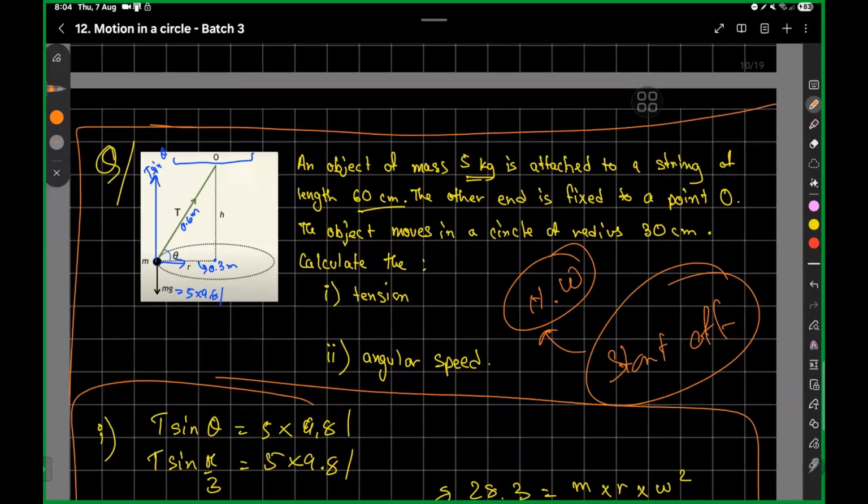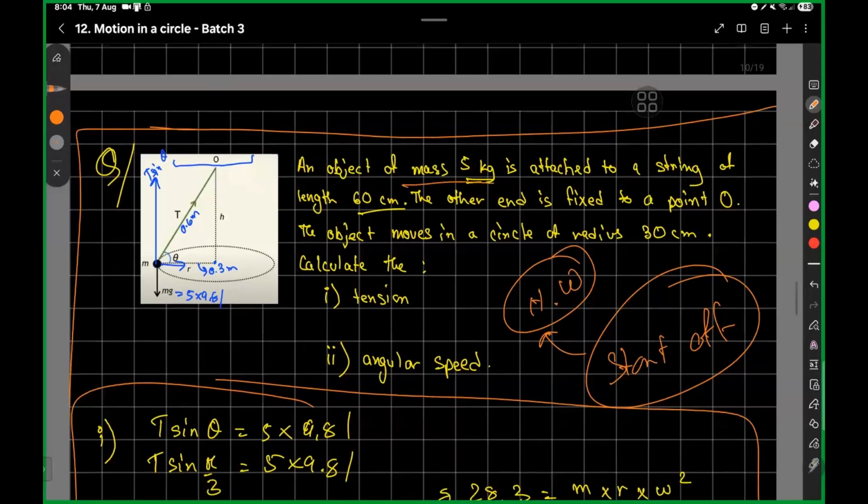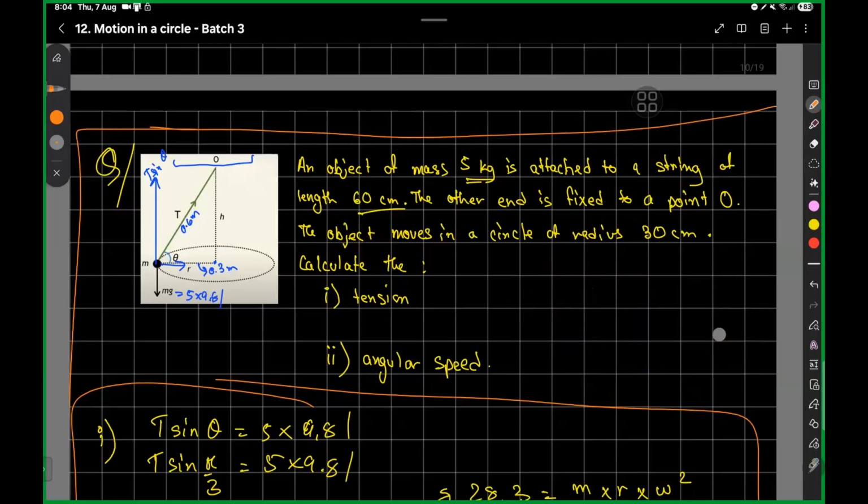Right. So with this question, what you have is an object of mass 5 kg attached to a string of length 60 centimeters. The other end is fixed to a point O, over here. And the object moves in a circle of radius 30 centimeters. Great. So you have this ceiling and this bob, connected to the ceiling using the string, and the length of that string is 0.6 meters. And there's also the radius of the circle through which it's going around, and that radius is 0.3 meters. Fair enough.